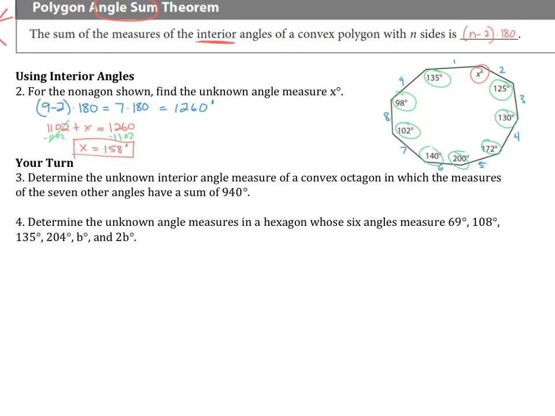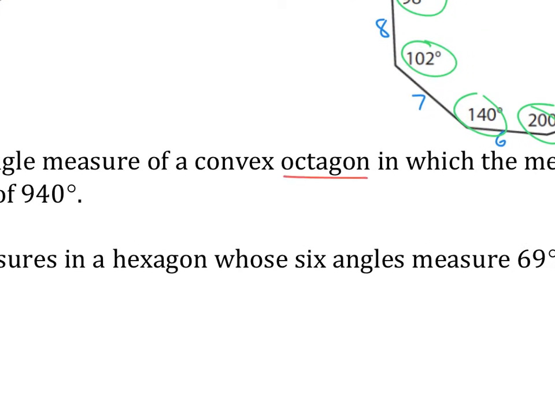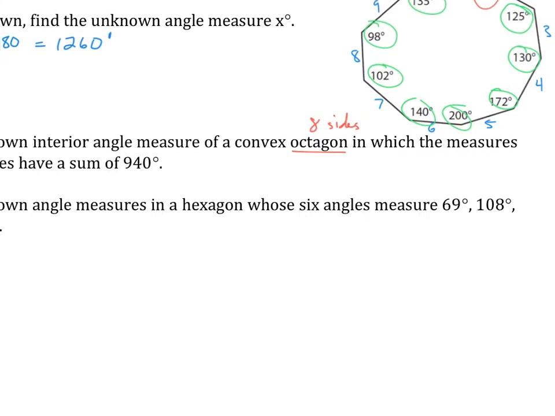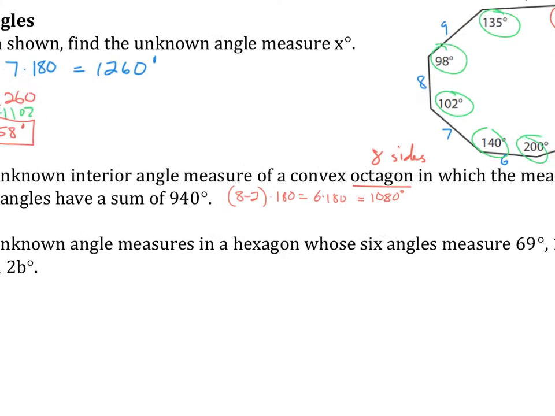So number 3, determine the unknown interior angle measure of a convex octagon in which the 7 other angles have a sum of 940. So an octagon has 8 sides, and so the total is going to be whatever 8 minus 2 times 180 is, which is 6 times 180, which is 1,080 degrees. So they all have to add up to 1,080.